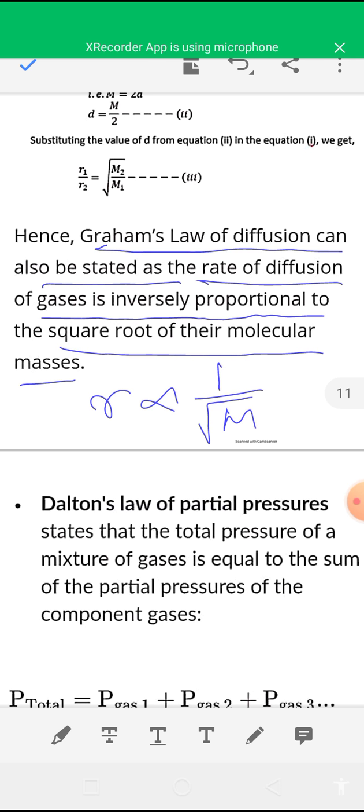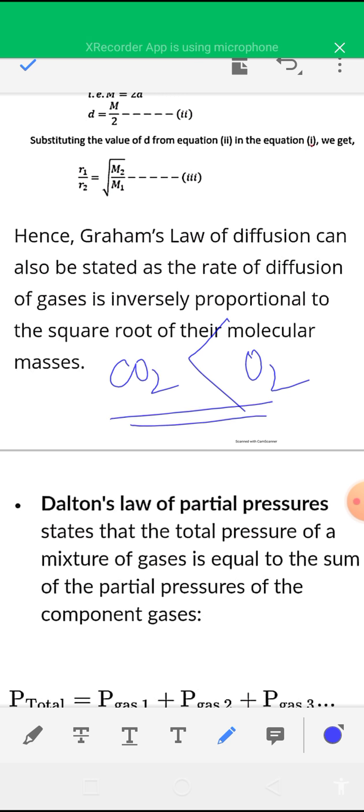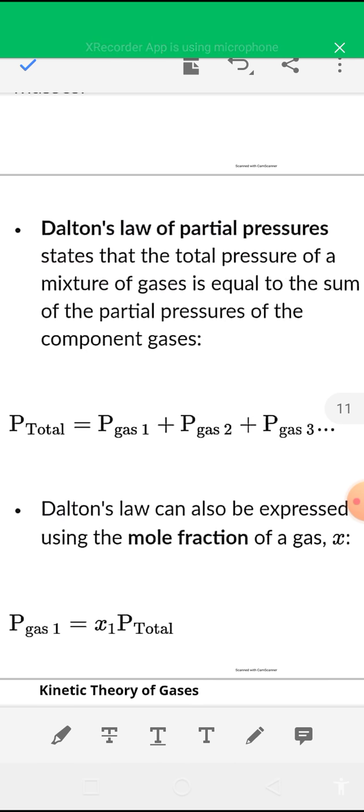Okay, so if the molecular weight of a gas is high, then the rate of diffusion will be low. If the molecular weight is low, then the rate of diffusion will be high. For example, take two gases, CO2 and O2. CO2 has a higher molecular weight than O2, so the rate of diffusion of O2 will be higher than the rate of diffusion of CO2. This is because the molecular weight of CO2 is more than that of O2, and we know that rate of diffusion is inversely proportional to the square root of molecular weight. If molecular weight is high, then rate of diffusion will be low. That's why the rate of diffusion of CO2 is less than the rate of diffusion of O2.